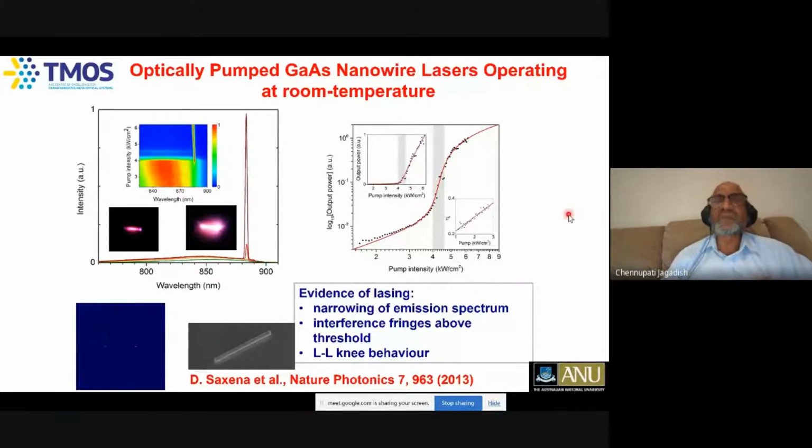These are the first optically pumped gallium arsenide nanowire lasers operating at room temperature demonstrated in the world. Drew Saxena was able to publish this work about 8 years back in Nature Photonics.